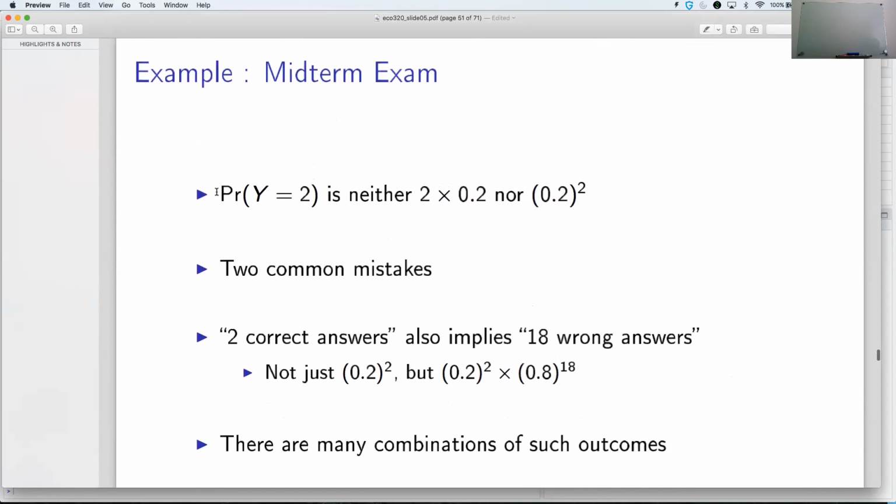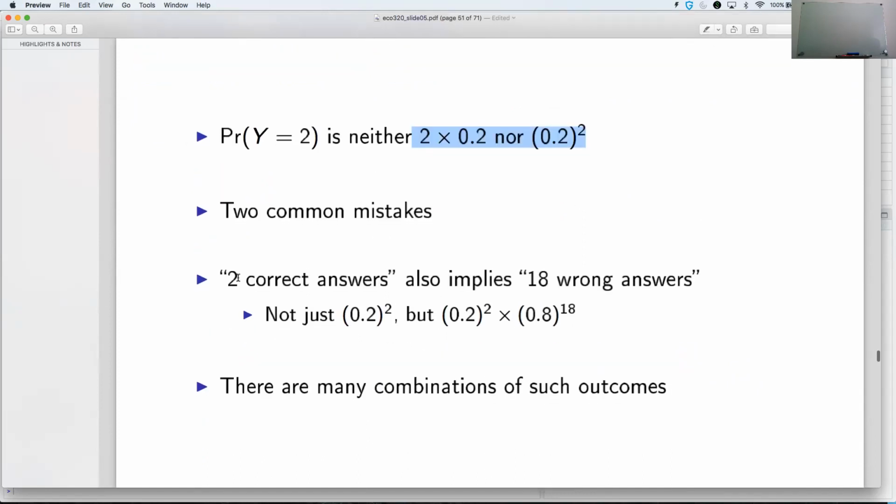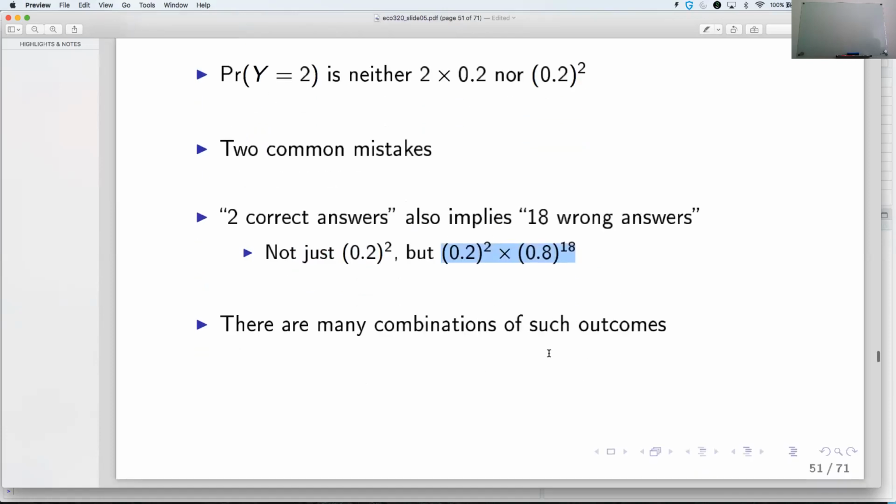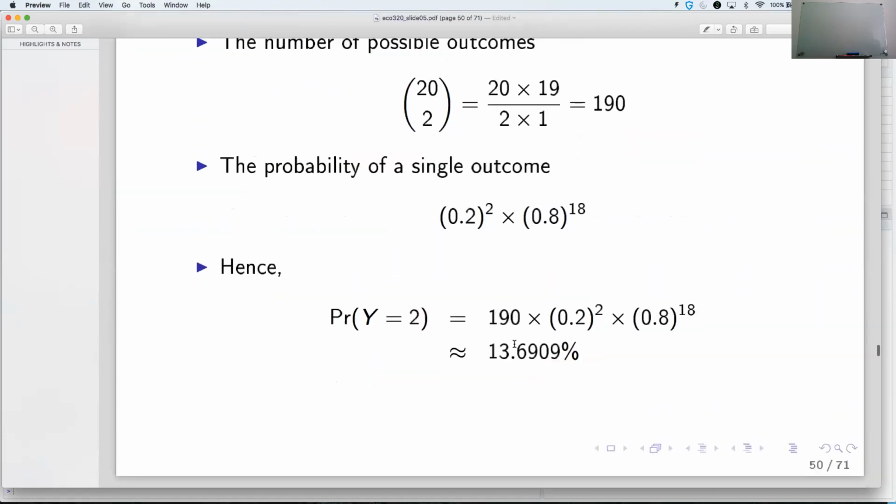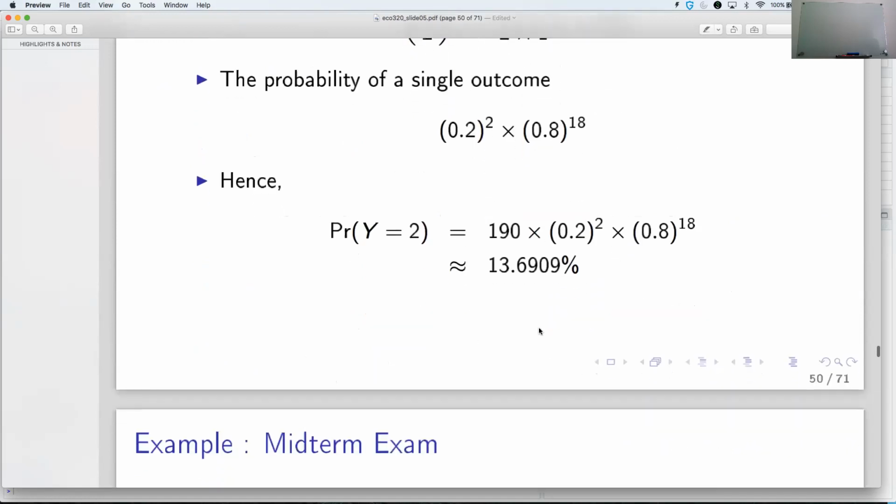And for some examples, the probability of y equals 2 is neither this nor this. The common mistake is that two correct answers also implies 18 wrong answers. So it's not only 0.2 to the power of 2, but also this. There are many combinations of such outcomes. So you should multiply by 190 because there are 190 possible combinations of each of these probabilities. So 190 times this probability of each outcome would be the final answer.